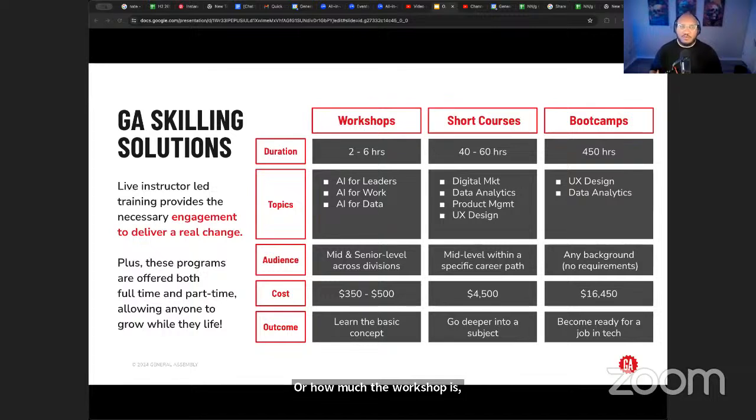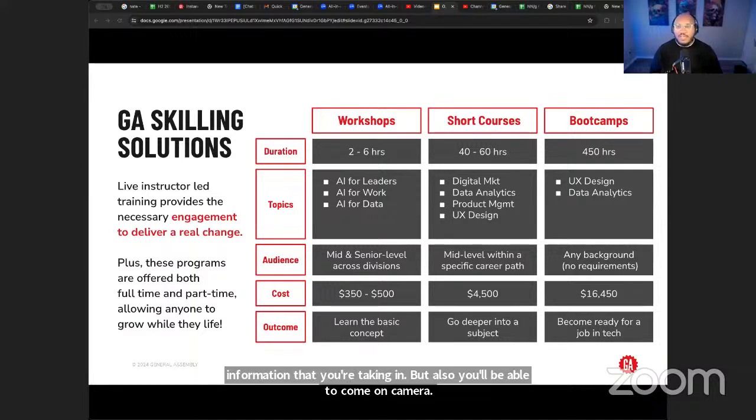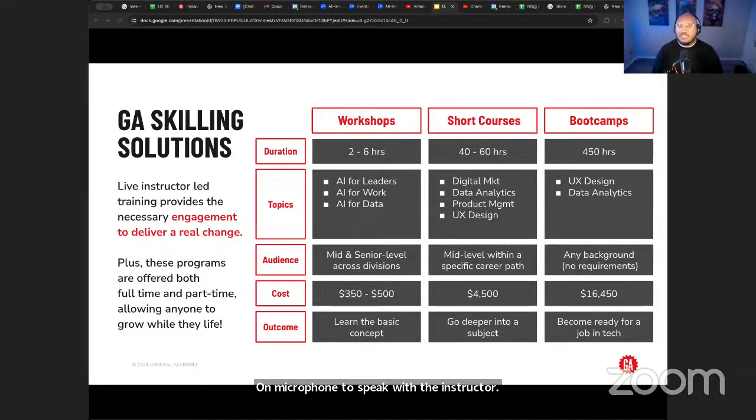And then the boot camps, of course, are much more in depth. You will leave with a portfolio piece. My portfolio, even just dealing with the UX design portion, I loved every bit of it. So those are some of the things that you can experience here at GA between workshops, short courses, and boot camps. Right now, you're experiencing the free class version. The main difference is the amount of information that you're taking in, but also you'll be able to come on camera, on microphone to speak with the instructor, and you'll have class sessions after hours as well. And if you ever need to connect with career services, they are there for you as well.